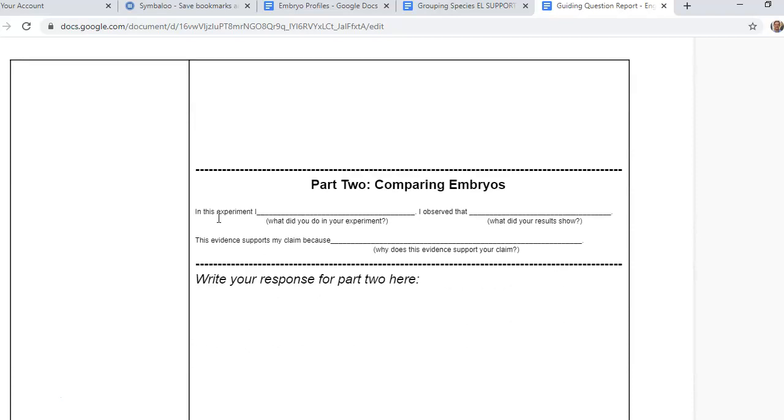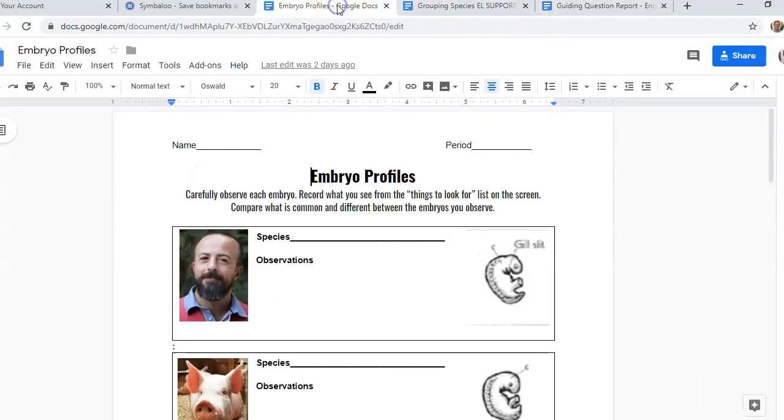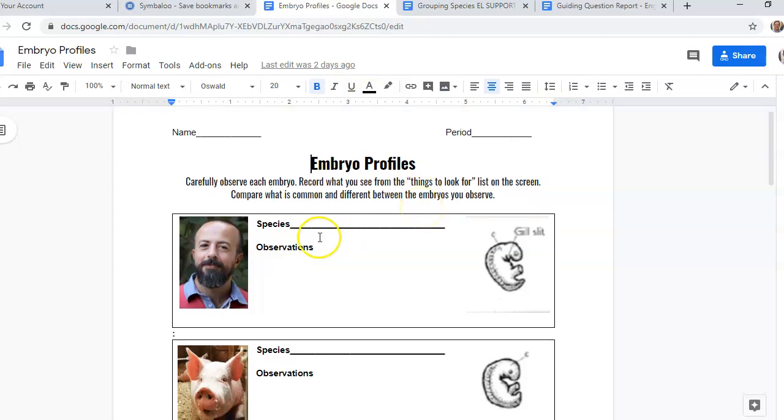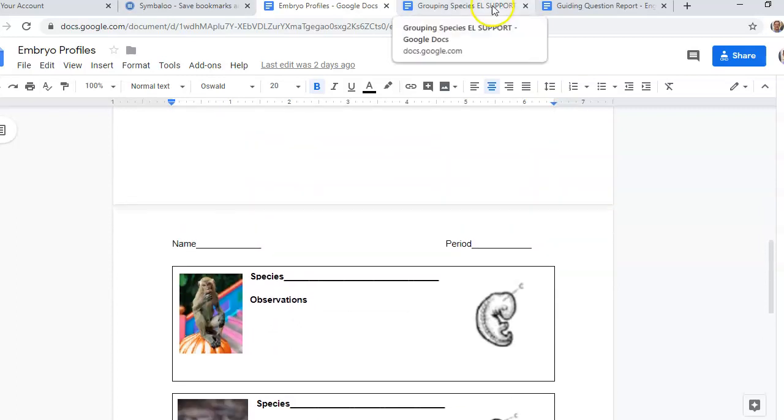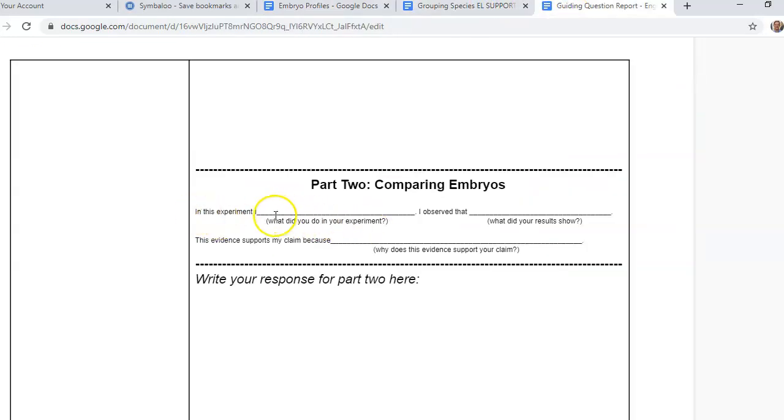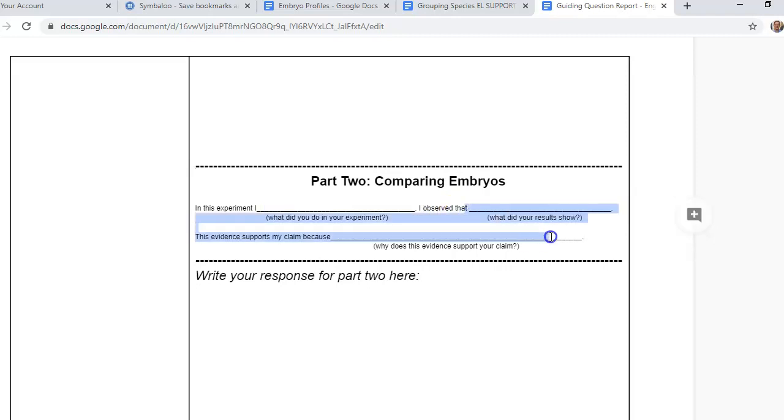Okay, the second part down here, you're using the comparing embryos lab right here. And you'll notice that you probably saw a lot in common with those embryos. So again, you're going to say, in this experiment, what did you do? How did you go about collecting your data? I observed that. What did you guys see? What did you see in common with all those embryos? Be specific, okay? Give me examples. And then, this evidence supports my claim because, why does all these embryos having things in common, why is that evidence for evolution? Why is that evidence for a common ancestor? And then you explain why.